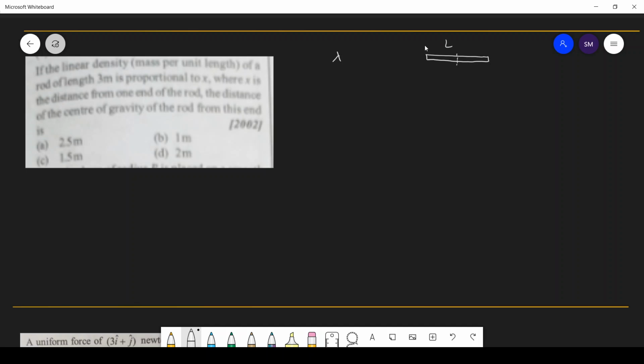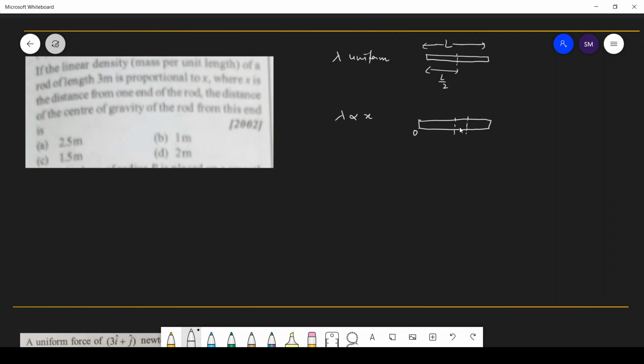If there is a rod of length L with uniform density throughout, obviously the center of mass will be at a distance L by 2. But here the linear density is not uniform; it is directly proportional to the distance. So the density is increasing as you move from the origin. It is less dense here and getting more and more dense, more and more weight. So obviously the center of mass will not lie at L by 2, but further along.